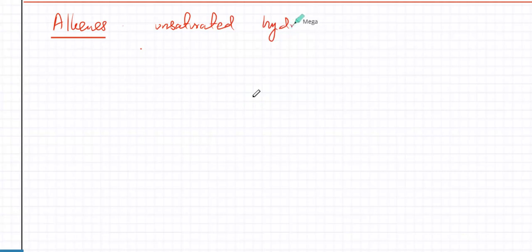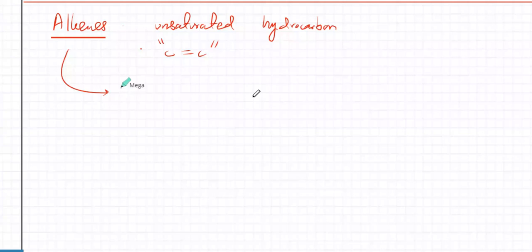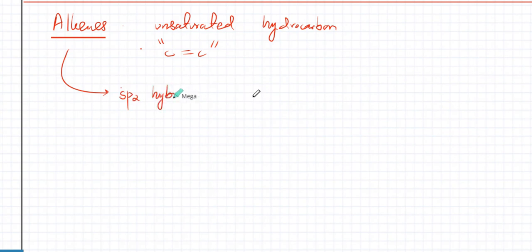So remember that every molecule is going to have multiple functional groups. Unsaturated means you've got a carbon-carbon double bond. So I'm just going to talk about how alkenes get that double bond. What type of hybridization does it have? So alkenes have sp2 hybrid orbitals.